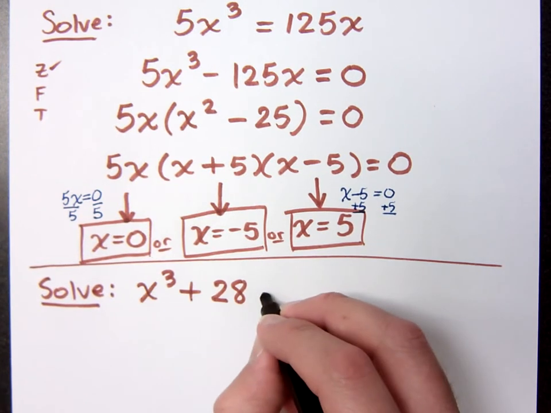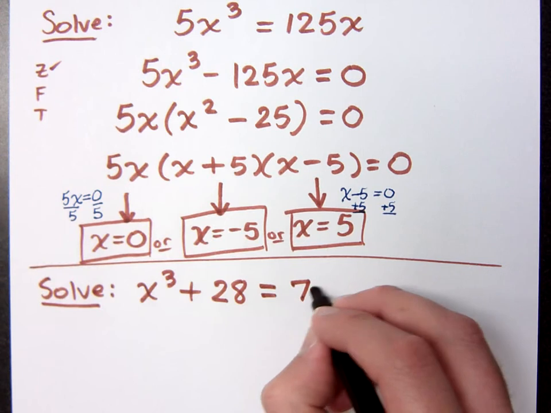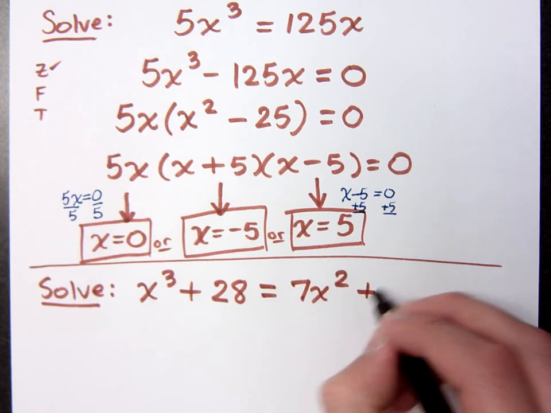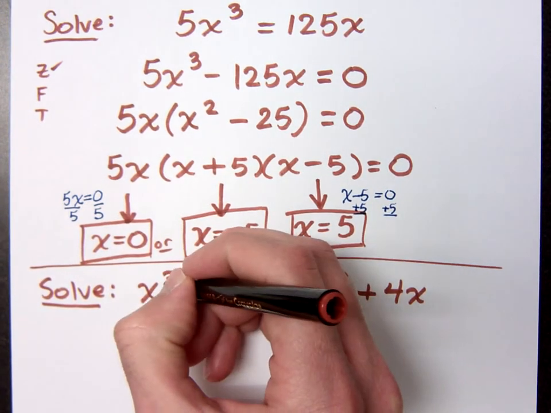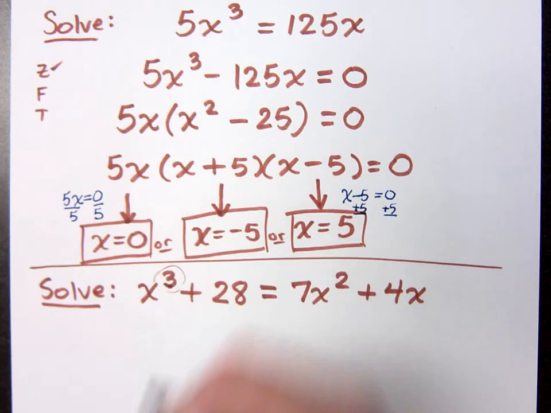Let's look at x to the third plus 28 equals 7x squared plus 4x. How many solutions am I expecting to have from this guy? What's the degree of your polynomial? 3, right? If you added to get 5, what about the x to the first? So the degree of your polynomial is 3. I expect to have 3 solutions.